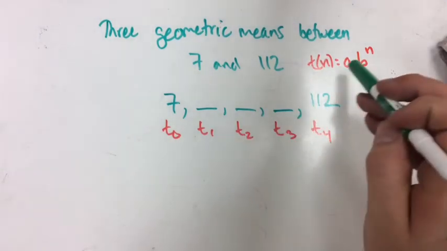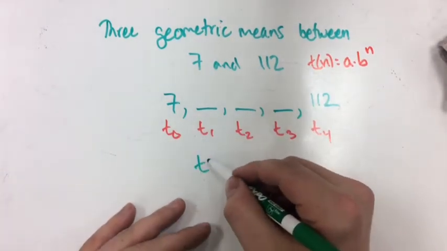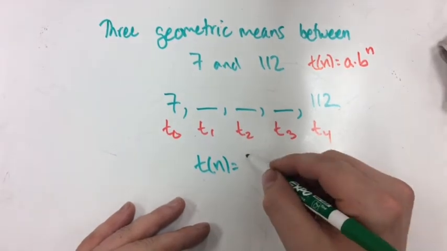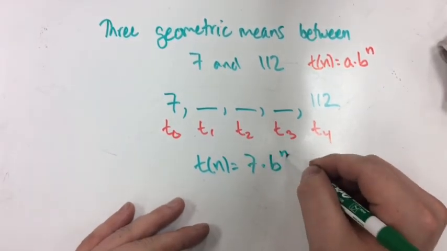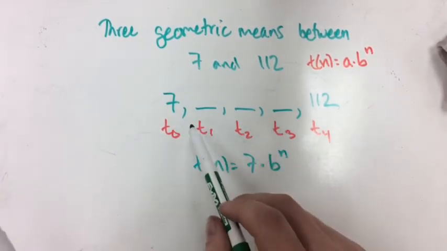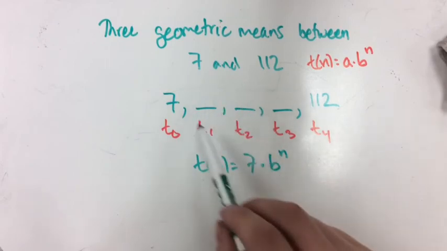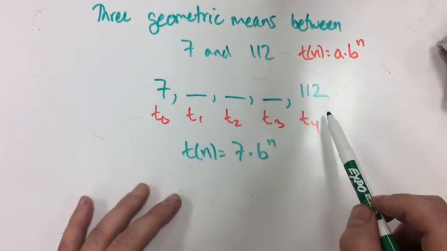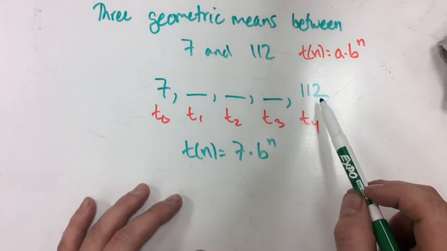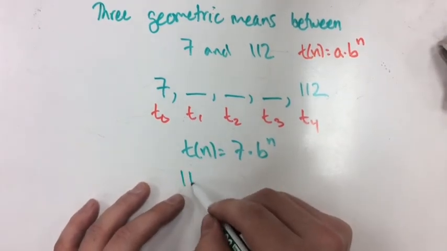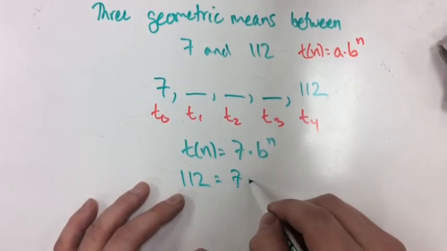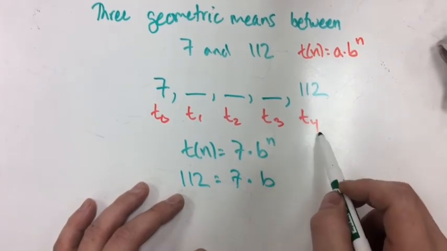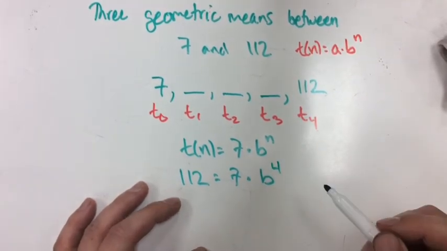So my initial value is 7, so that'll go in for A. So T of n equals 7 times b to the n. However, I don't know what my multiplier is, so I'm going to have to use the other clue here, that T of 4 is 112. So I can write in that 112 equals 7 times b to the, which term number is it? It's the 4th, so this is b to the 4th.